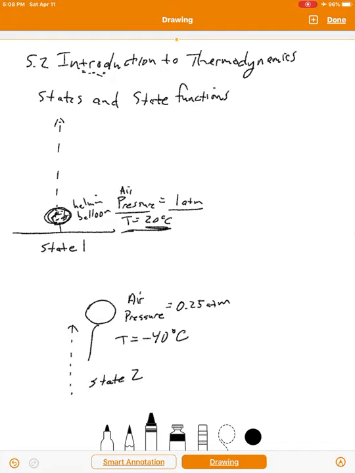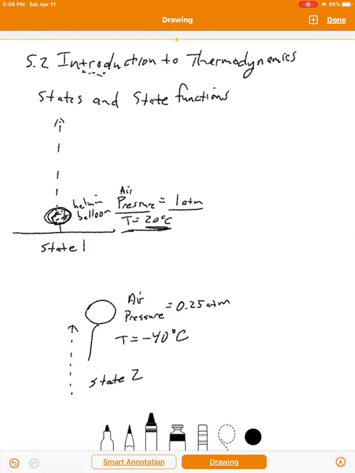Okay? So a state is a set of conditions that this system is under. So the helium in the balloon is a system, in the context of its surroundings, the air outside of the balloon. In the first state, it has a relatively high pressure and a relatively high temperature. In state two, up at a high altitude, it has a low pressure and a lower temperature, okay? So those are called states.